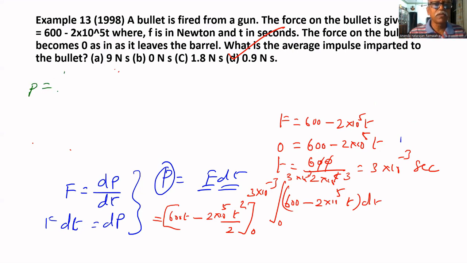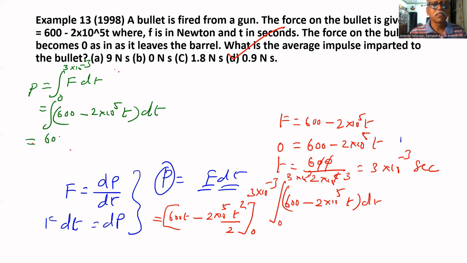We have to find P, equal to the integral of F dt, from 0 to 3 into 10 power minus 3, of 600 minus 2 into 10 power 5 t. We have to integrate this with respect to time. That is equal to 600t minus 2 into 10 power 5 t square divided by 2, the 2 getting cancelled. The limit is 0 to 3 into 10 power minus 3.